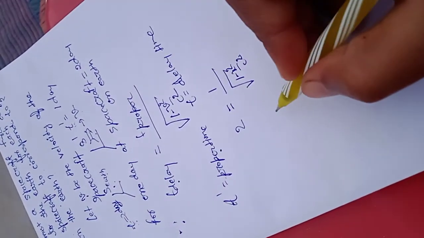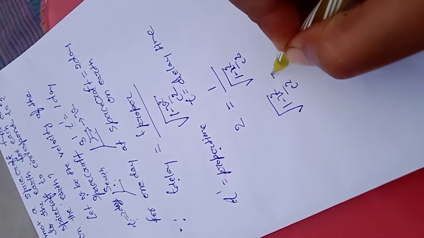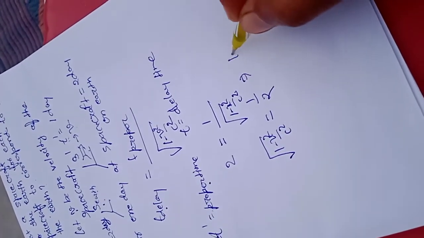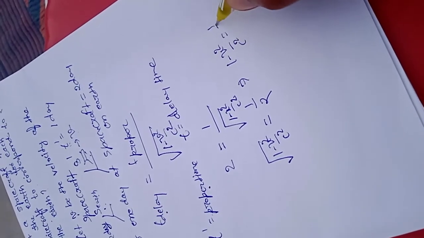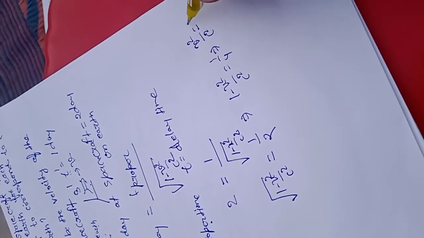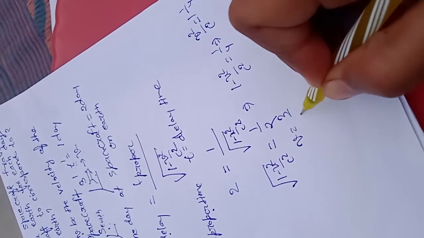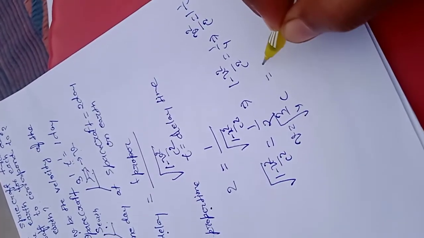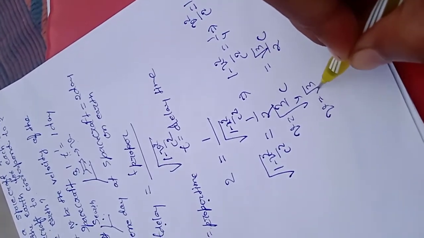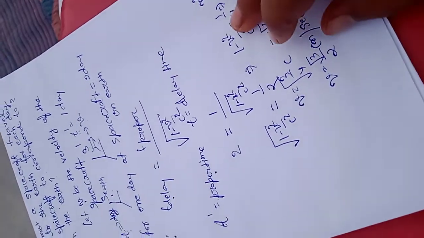So let's calculate the value from this equation. 1 minus v square by c square equals 1 over 2, or 1 minus v square by c square equals 1 over 4, or v square by c square equals 1 minus 1 by 4, that is v equals 3 by 4 c, or root 3 by 2 c. So v equals root 3 by 2 c meters per second. This is the answer for this question.